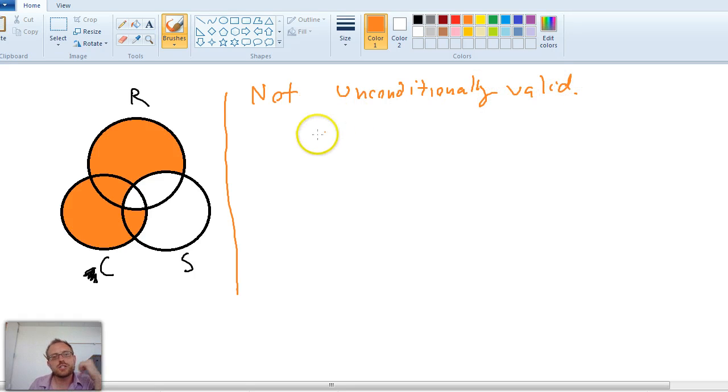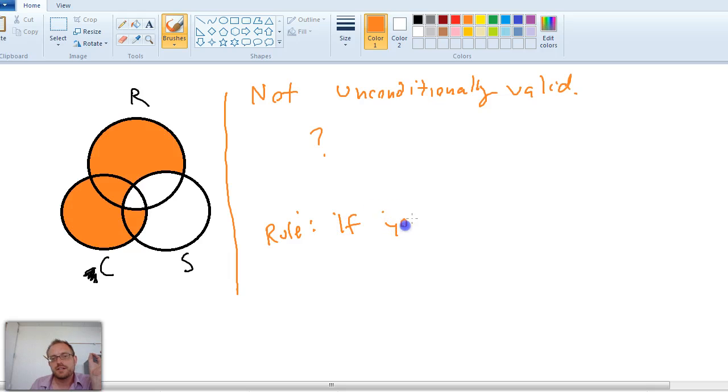But the question is, could it be conditionally valid? Because remember, we have 3 options: either conditionally valid, unconditionally valid, or invalid. It's not unconditionally valid. Is it conditionally valid? Well, here's what the rule is for using the existential marker.